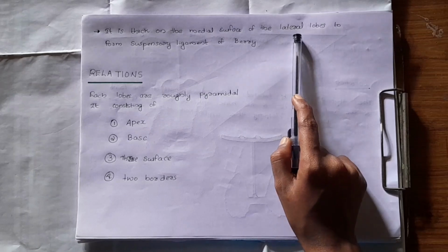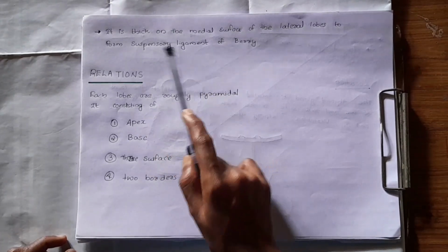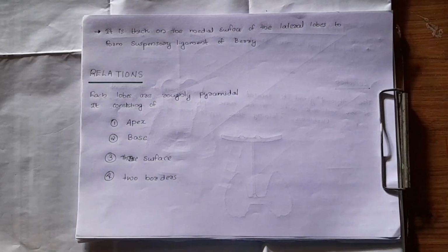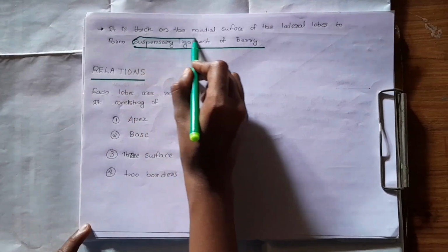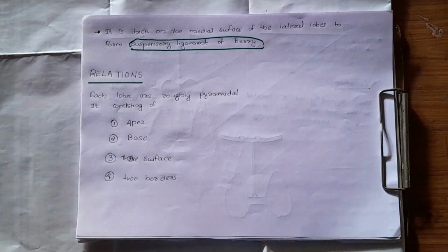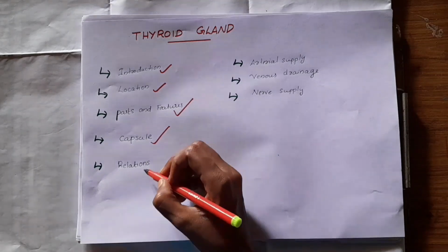And the thick medial surface of the lateral lobe forms the suspensory ligament of Berry. Okay, suspensory ligament of Berry. Okay. And the next is the relations of the thyroid gland.